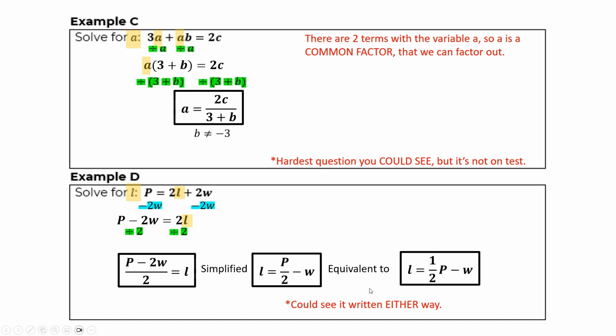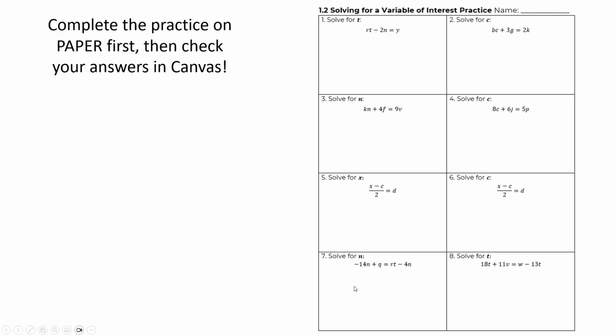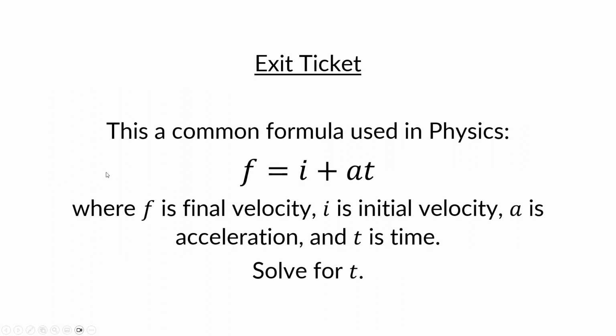So that's it for our notes and for our practice and checks. You have 8 practice problems to try on your own. Try it on the paper. Complete your work and show your work on the paper so I can see if you've made any mistakes. And then go turn it in on Canvas and see what your grade is. Okay, this is the exit ticket that we'll do tomorrow or we'll do in class after we complete the lesson.